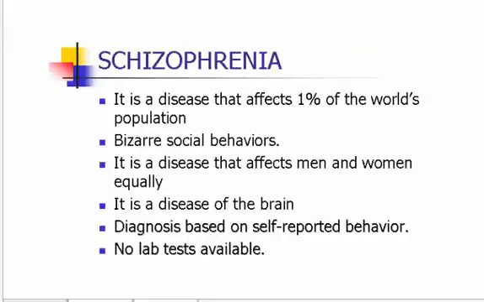Eugene Blair coined the term schizophrenia in 1908. Onset of symptoms typically occurs in young adulthood. A diagnosis is based on the patient's self-reported experiences and observed behavior.